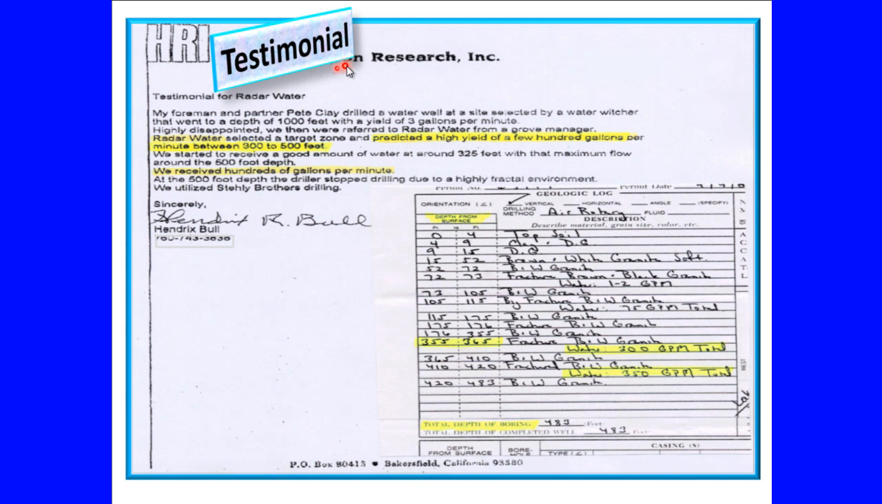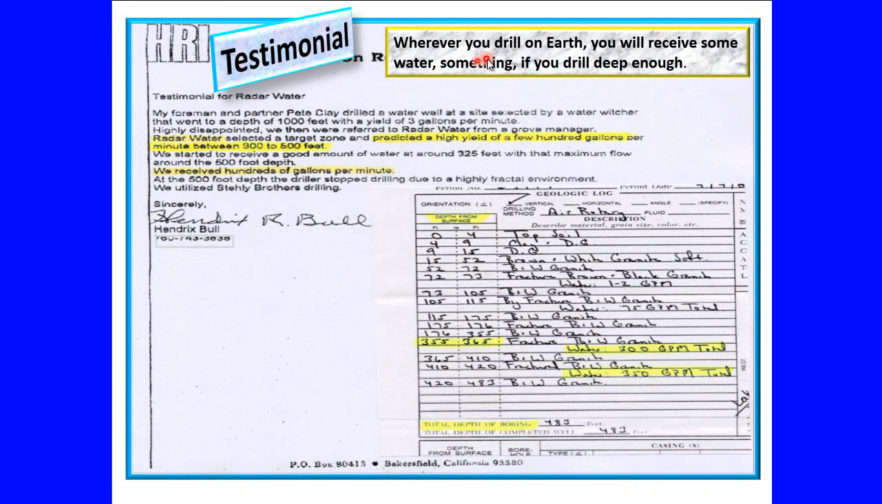Testimonial. Wherever you drill on earth, you will receive some water, something if you drill deep enough. Foreman Pete Clay drilled a water well selected by a water witcher, 1,000 feet, 3 gallons per minute. Disappointed, he was referred to radar water from a grove manager.